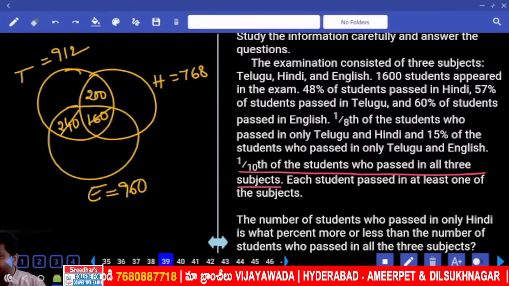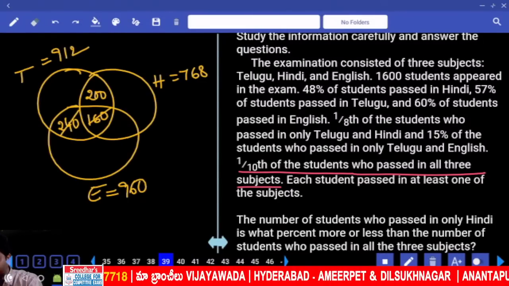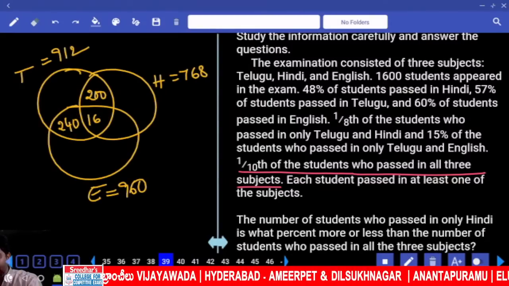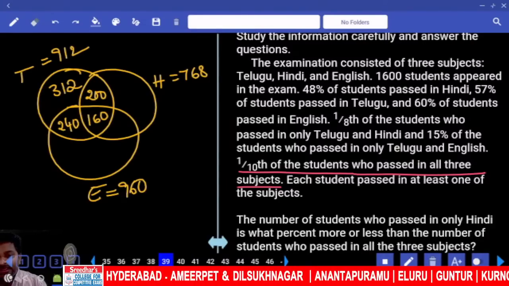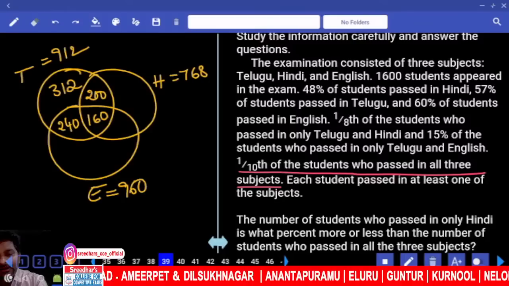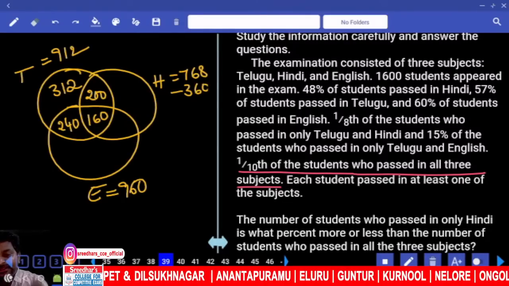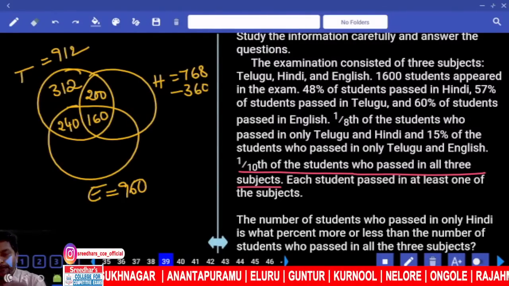240, 160, 400, 200. Out of 912, 600 we already have. Remaining 312 comes here. In Hindi, out of total, we already have 360. Come on.